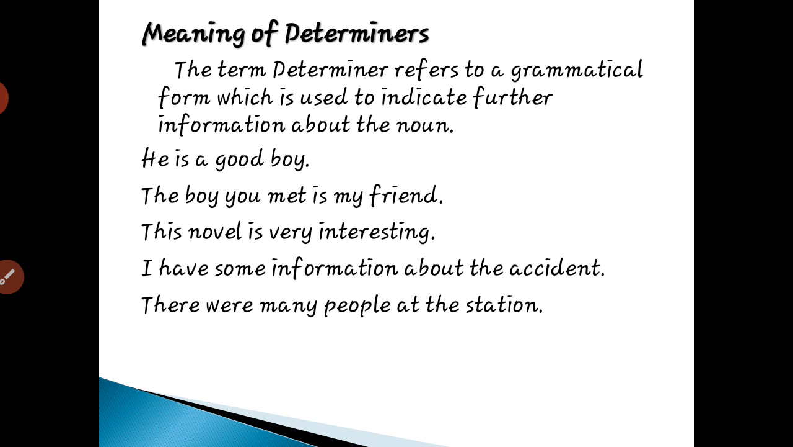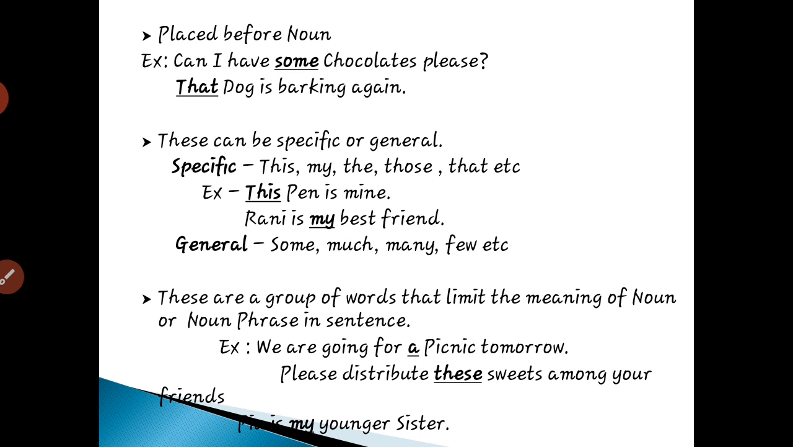So when it comes to determiners, there are two ways to identify them. The first is that it is always placed before the noun, and the second is that it gives more information about the noun. Determiners can be specific or general. When we are talking about specific things, we use these determiners, or when we are talking about general things, we use these determiners.